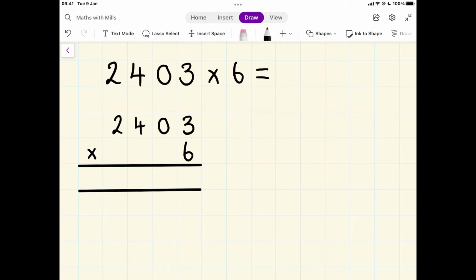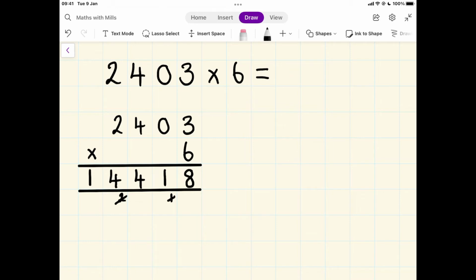6 times 3 is 18. Put the 8, carry the 1. 6 times 0 is 0, but I've got that little 1 down there, so I'm going to count it. 1. 6 times 4 is 24, so I'm going to put the 4 and carry the 2. 6 times 2 is 12. Add on that 2 is 14. Put the 4, and again, like an earlier example, I don't need to carry the 1 across. I can just put it next to it like that.